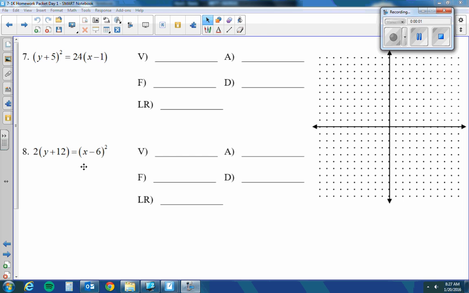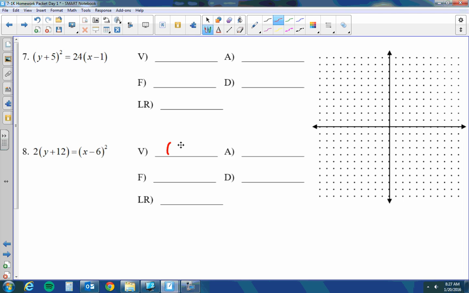Here, first of all, the vertex is not negative 12, 6, it's 6, negative 12. Be careful about the order, which is a little bit off the screen. All right, this represents 4p, which means p turns out to be a half. 2 divided by 4 is a half, which isn't horrible.